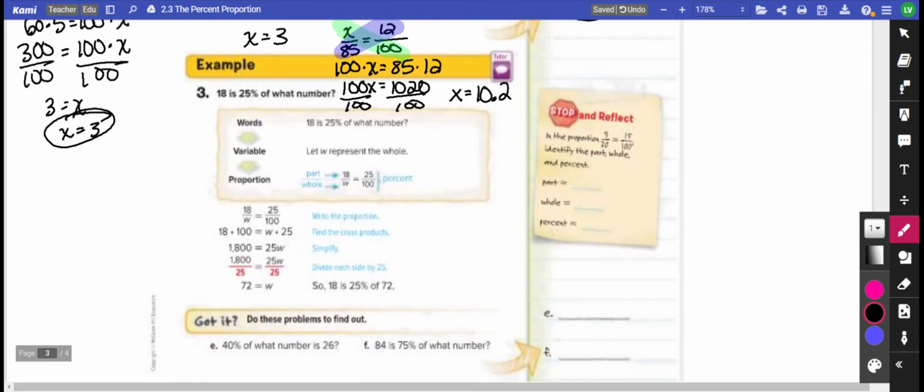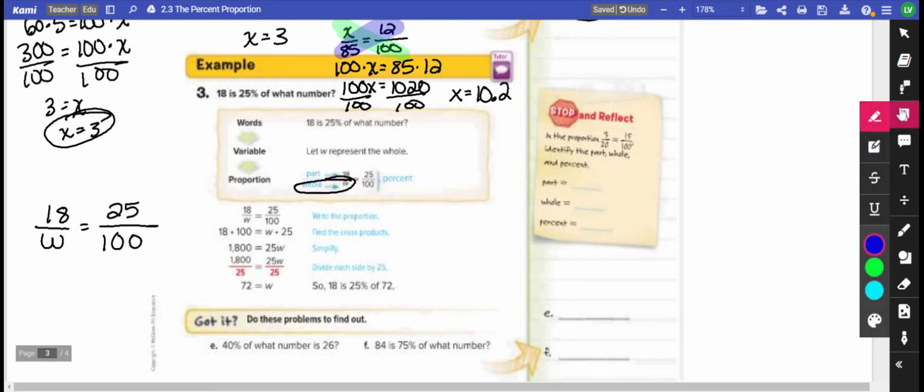All right, let's continue with example number 3. 18 is 25% of what number? This time we are solving for our whole part, so we'll use the variable w. Of course, you can use whatever variable you would prefer. We just like to try to make ones that are easy to remember. Okay, so if I set up my ratio off to the left, 18 is 25% of what number? Well, 25 divided by 100, because that's our percentage. 18 is the part. We want to find the whole, which, again, this time we'll use the variable w.